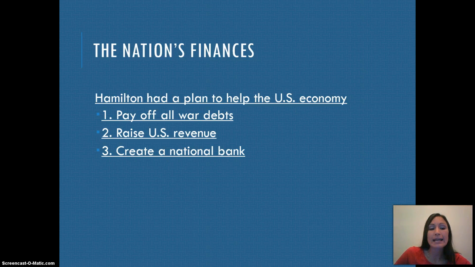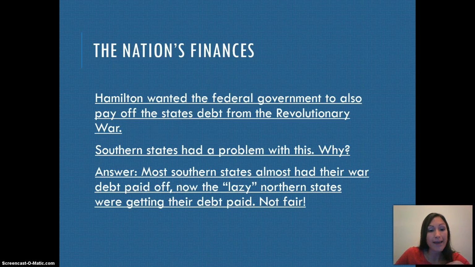So Hamilton has a plan. He wants to pay off all the war debt. He wants to raise U.S. revenue, and he wants to create a national bank. He wanted the federal government to also pay off the states' debt from the Revolutionary War. Now, this caused some issues, especially in the South, because the South already paid a lot of the Revolutionary War debt already, and they worked really hard, and they thought, wait a second, you're just going to pay off all the Northern debt just like that, where we in the South worked really hard to pay that debt off. And so there was conflict there.